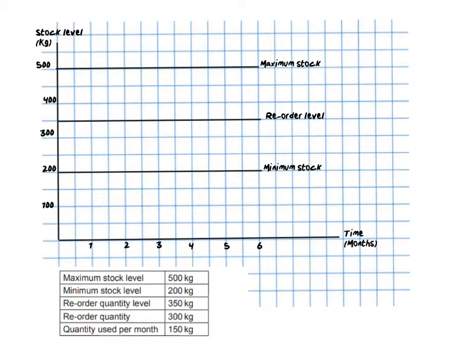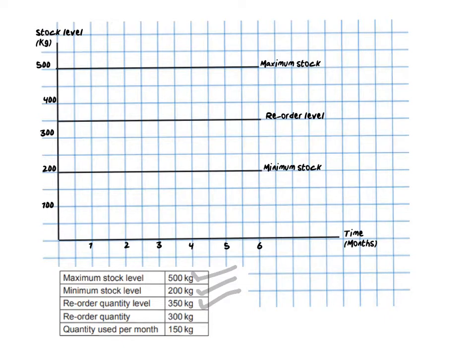So the first thing I've done is highlight the most straightforward aspects of this chart, which the case study tells you. I've done the maximum stock level of 500 kilograms, so that's done. I've done the minimum stock level, which is also known as the buffer stock, of 200 kilograms, so that's done. And I've also done the reorder quantity level of 350 kilograms, so that's done.